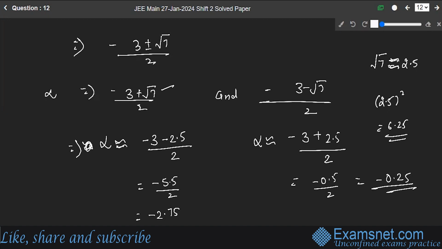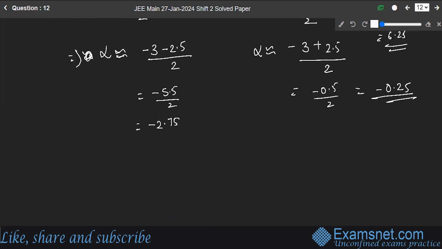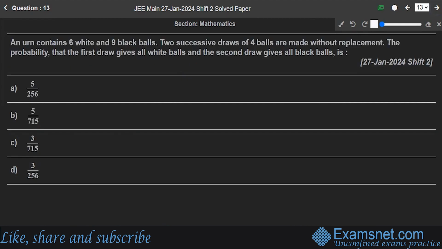So these are the two values between which alpha lies. Approximately, again, I'm not getting the exact values. I don't need them, because I need to have the interval. So that makes it lie between minus 3 and 0. Option B stands to be the right answer. Hope you're clear with this. Next, let's move to the next question, number 13.